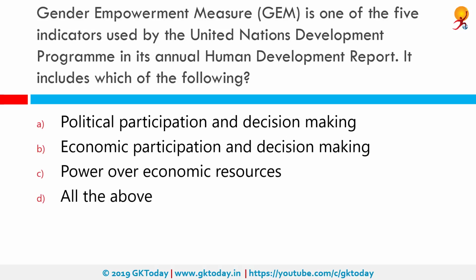Gender empowerment measure is one of the 5 indicators used by the United Nations Development Programme in its annual Human Development Report. It includes which of the following? Correct answer is all of them. That is political participation and decision making, economic participation and decision making, and power over economic resources. The gender empowerment measure is an index designated to measure gender equality.